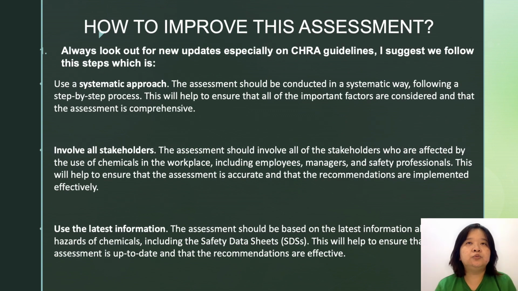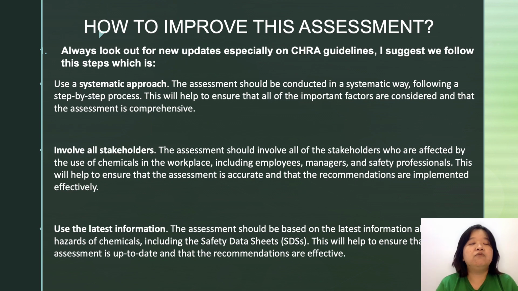So how do I improve this assessment if I were them? Always look out for new updates on CHRA guidelines. I suggest that they follow these steps. Number one, the systematic approach, which helps to assess, and it should be conducted in a systematic way, following a step-by-step process. This will help ensure that all important factors are considered and that the assessment is comprehensive.